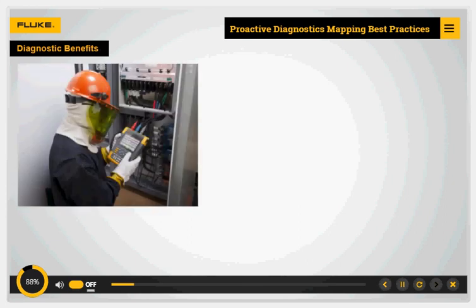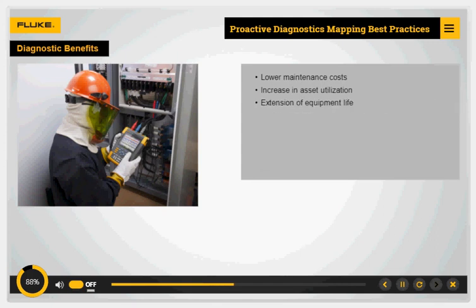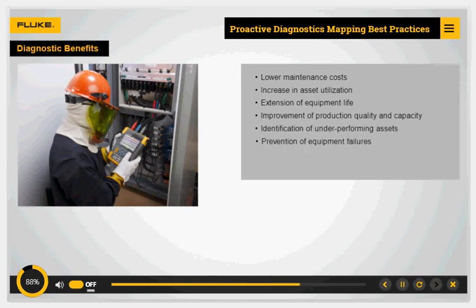Following best practices for proactive diagnostics will provide your organization with a number of benefits: lower maintenance cost, increase in asset utilization, extension of equipment life, improvement of production quality and capacity, identification of underperforming assets, prevention of equipment failures, reduction of unscheduled downtime, and high return on investment.